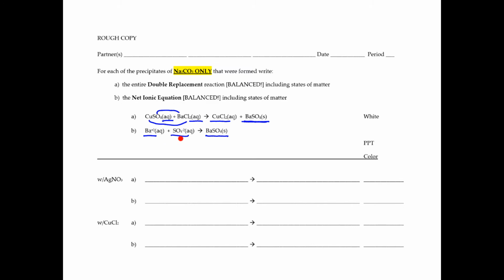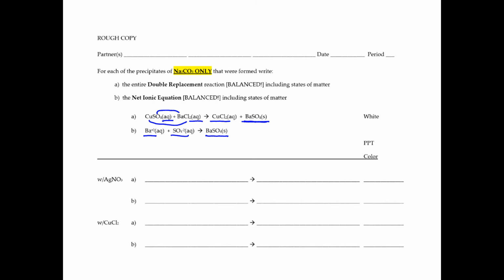So what we're going to do in this rough copy of the lab is we're only going to do the reactions for Na2CO3 from the lab. Okay, there were lots of reactions that made precipitates, but since carbonates are insoluble because they're part of the insoluble group, unless with a good guy such as sodium, we're going to do just the reactions that involved sodium carbonate. Okay, so here they are listed. First there was AgNO3, then CuCl2, and the next page has a bunch of other ones.